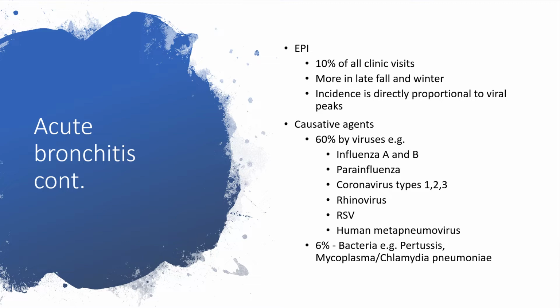So causative agents right now, and to those who are not in the medical field, this is the reason why you are not given antibiotics, okay? 60% will be caused by viruses, either influenza A or B, or parainfluenza, coronavirus types 1, 2, 3. I know everybody's familiar with that. I'm not talking about the one from China right now. Rhinovirus, respiratory syncytial virus, human metapneumovirus. All these could cause acute bronchitis.